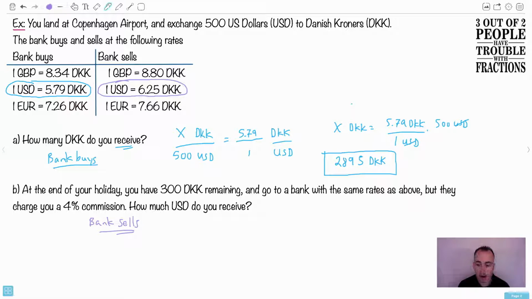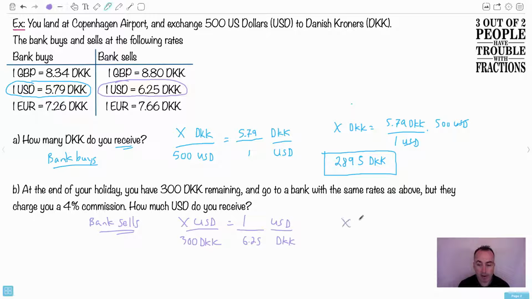So again, we're going to take what we actually want. Remember, it's going to be X, in this case US dollars. We're going to put it over what I have, which in this case is 300 DKK. We're going to use a conversion rate. This time US dollars is on the top and DKK is on the bottom. Let's use a conversion that we know. We know that 1 US dollar is equal to 6.25.